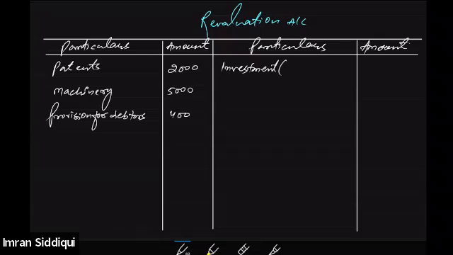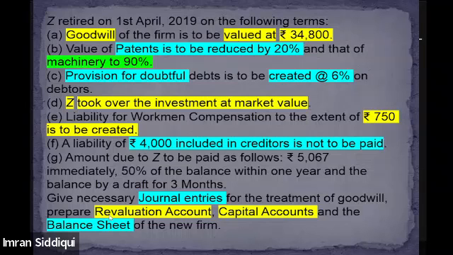Investment, the value of which was actually 15,000, has been taken over by the partner at the market value, 17,600. 17,600 minus 15,000, we have a profit of 2,600. Is that clear? Prerna, is that clear to you? No, sir. Please repeat this point.